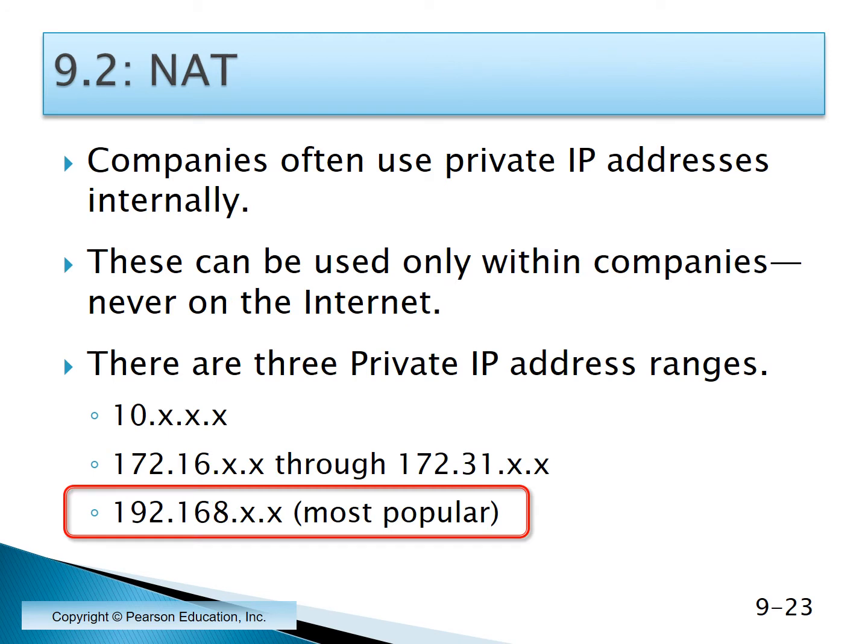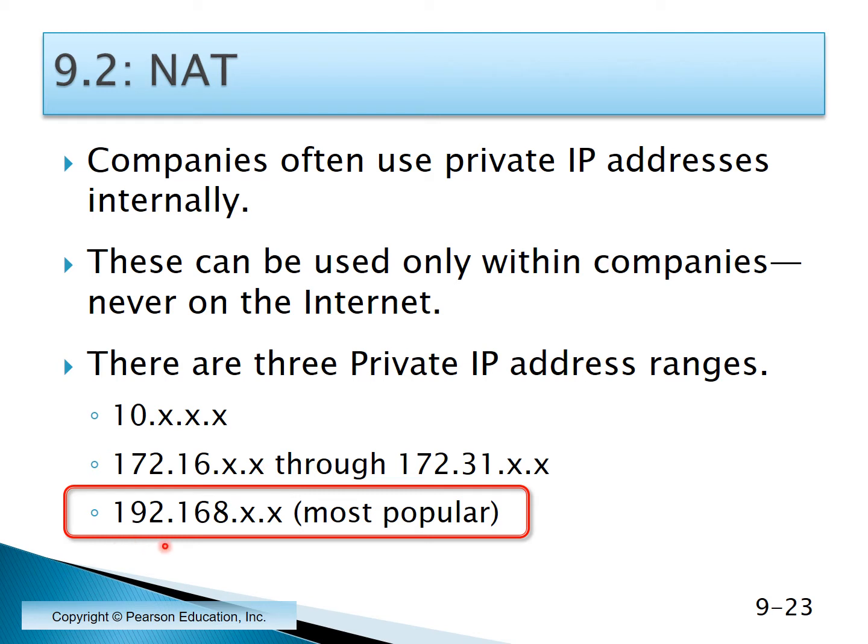Companies often use private IP addresses internally. These can be used only within companies, never on the internet. And there are three private IP address ranges. One is 10.x.x.x, so everything starting with this is a private IP address. The other one is 172.16.x.x through 172.31.x.x. This one is not very popular because it does not stop at the 8-bit boundary, so people sometimes get confused very easily. So I would say this one is not used a lot.